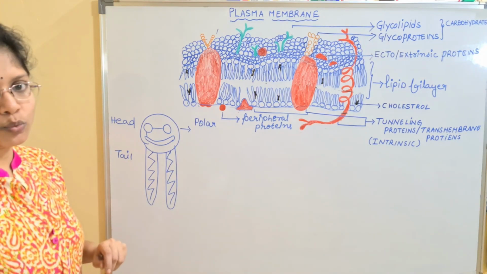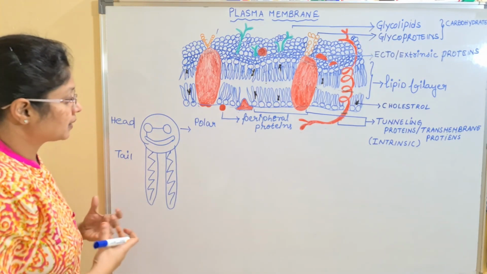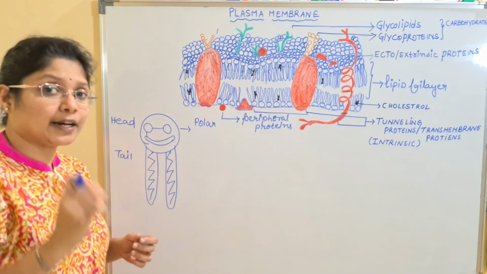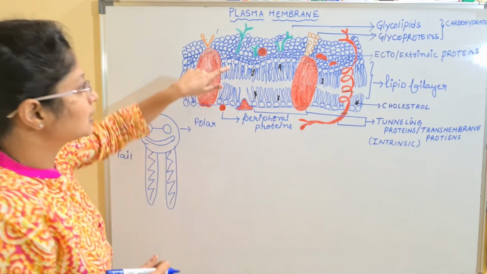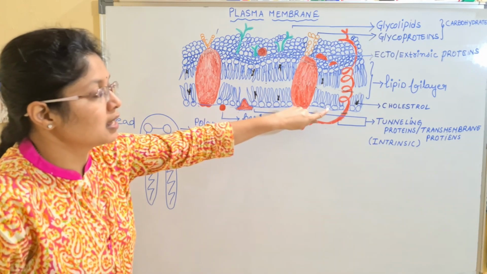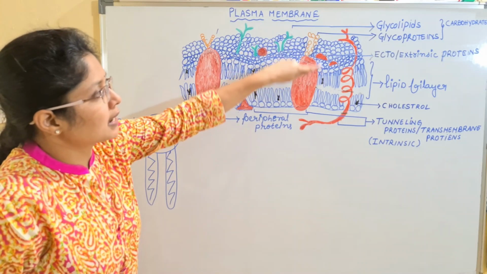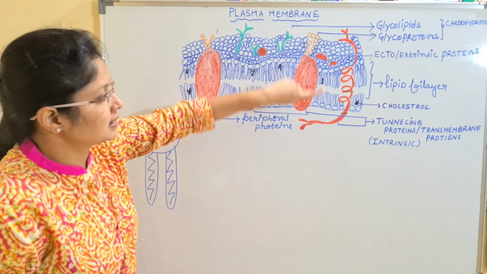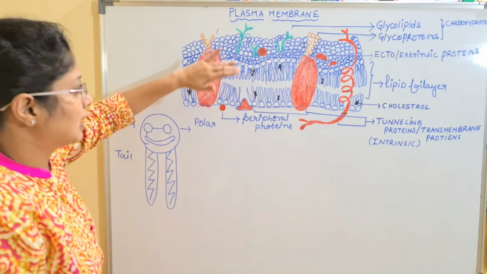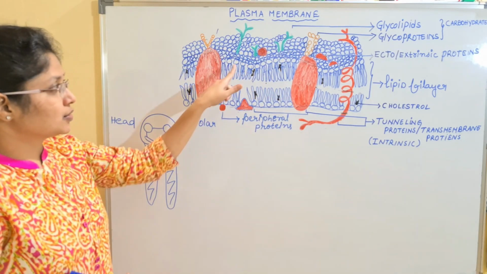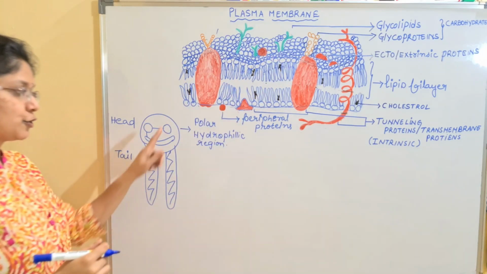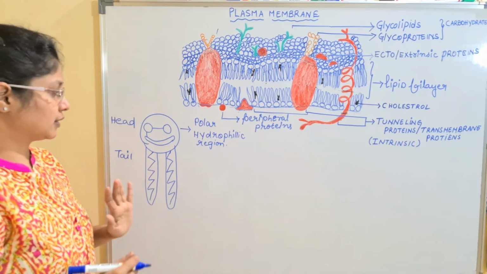As it has the ability to react with water, we call this region the hydrophilic region. So the head regions above and below will be in direct contact with water. This is the cell exterior and this is the cell interior. They are in direct contact with water, right? And hence we call this region the hydrophilic region. Okay, this is the polar and hydrophilic region.